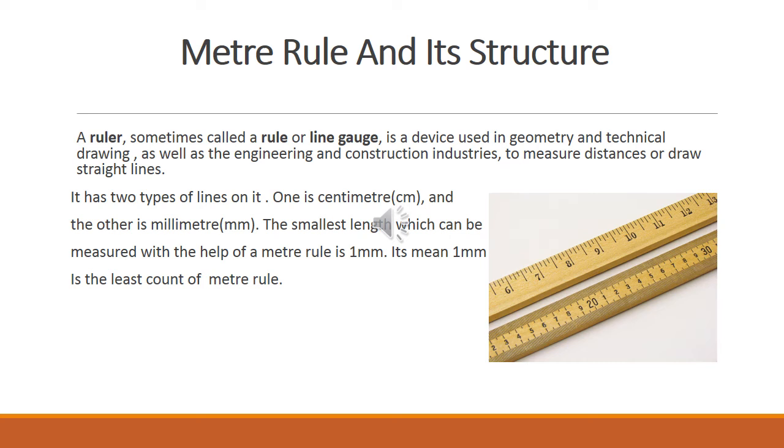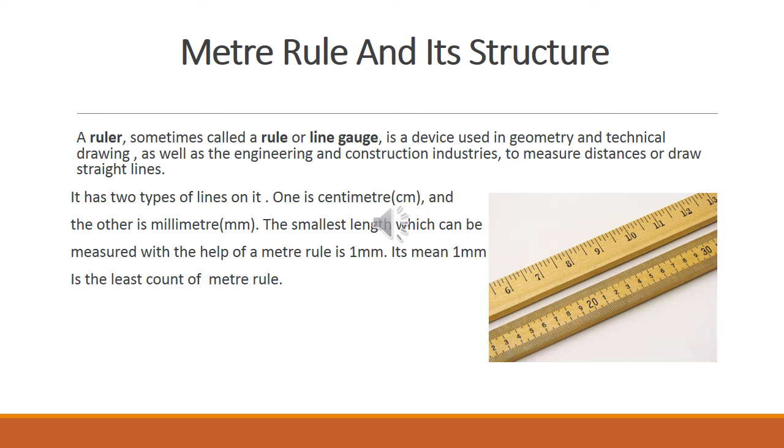A ruler, basically, is sometimes called a rule or line gauge. It is a device which is used in geometrical and technical drawings, as well as in the field of engineering and construction industries, to measure distances and to draw straight lines. A meter rule basically has two types of lines on it: centimeters, the longer lines, and smaller lines represented by small mm, which is the abbreviation of millimeter.